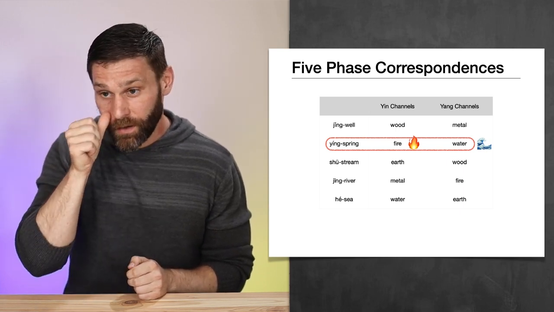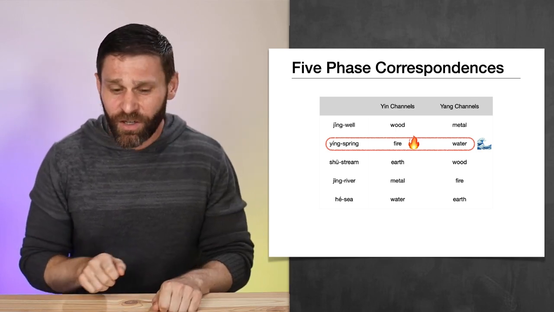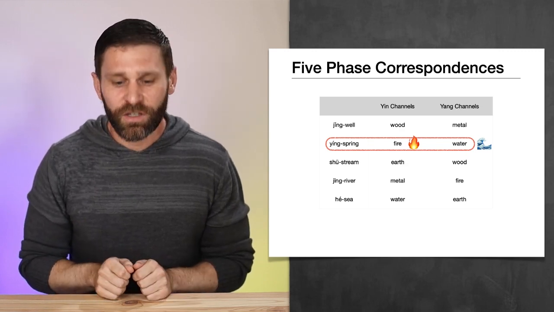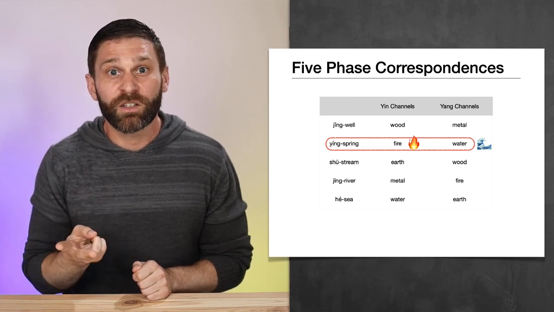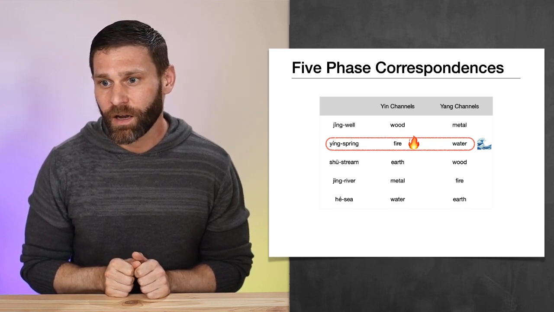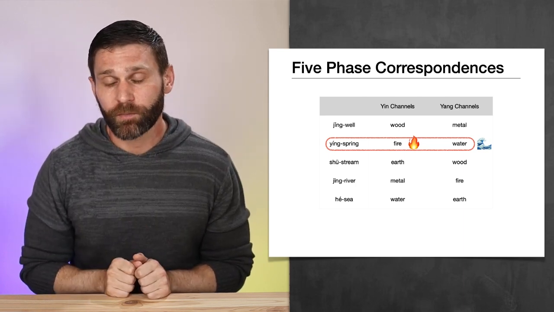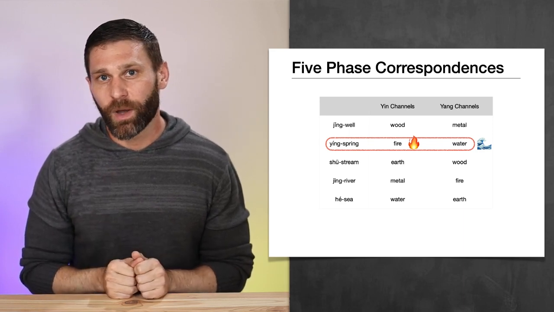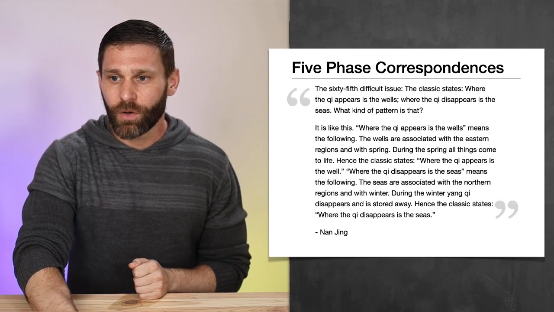So if you're ever having trouble remembering the 5 phase correspondences, maybe on a test you have to take out a sheet of scratch paper and write them all down: Jing Well, Ying Spring, Shu Stream. You can just go to the second one, think about water and fire being yin and yang, and then switch them. And then you can just go along the Sheng cycle to get the rest of them. Fire generates earth, earth generates metal, metal generates water, water generates wood. So that's maybe an easier way to remember these 5 phase correspondences: go to the second point.